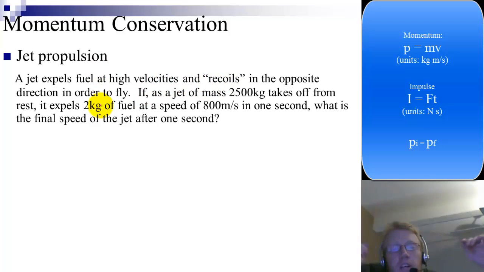So the way that the jet flies is it burns the gas and ejects it out the back of the jet engine, and so it's providing a force backwards on all those little particles, and then therefore, according to Newton's third law, there's an equal force forward on the entire jet.